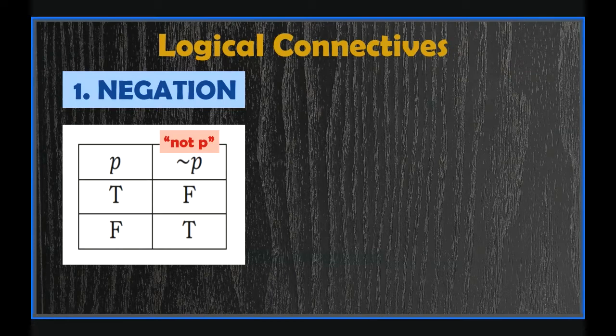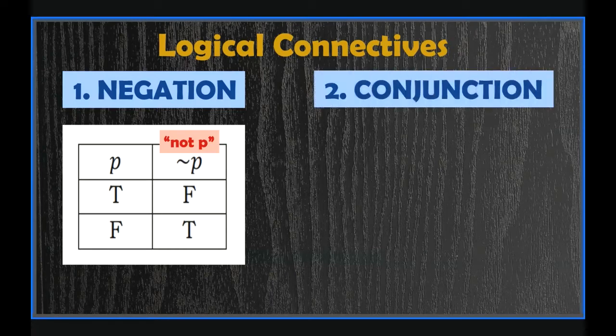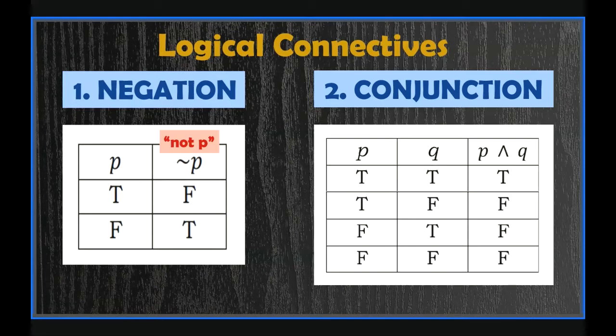Let's move on to the second logical operator, conjunction. The conjunction is defined by this truth table. You see it? So here, we have two statements, P and Q. Tapos, i-combine natin yan. We are going to connect these two statements or two propositions. Ano nga ulit yung word? Connective word kapag conjunction? And.